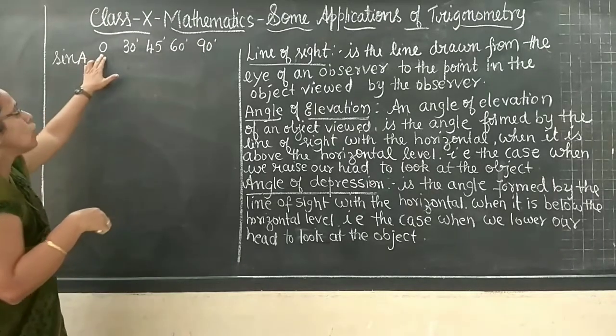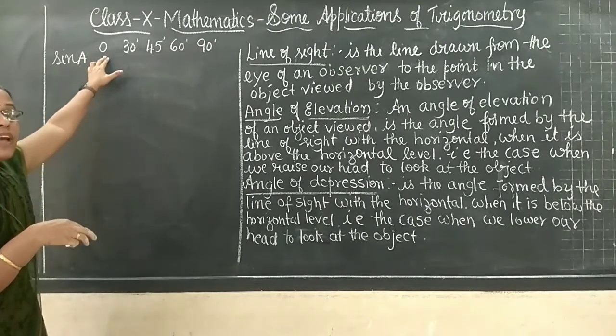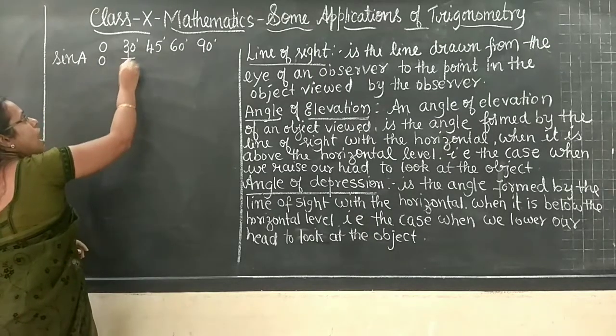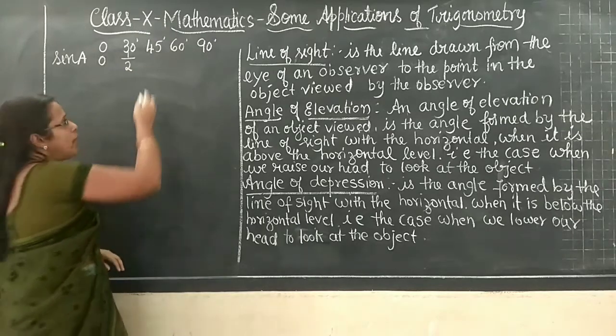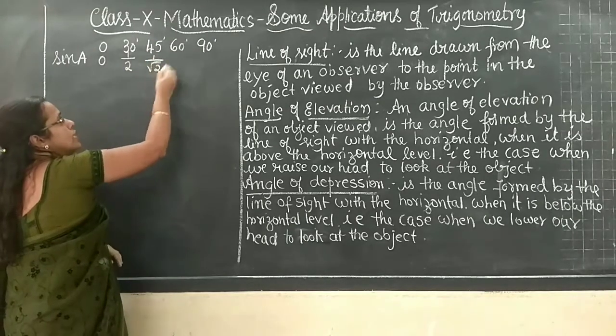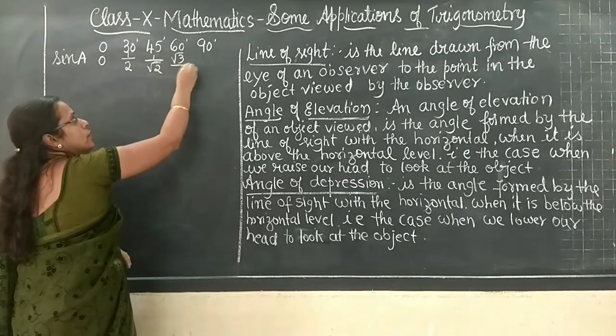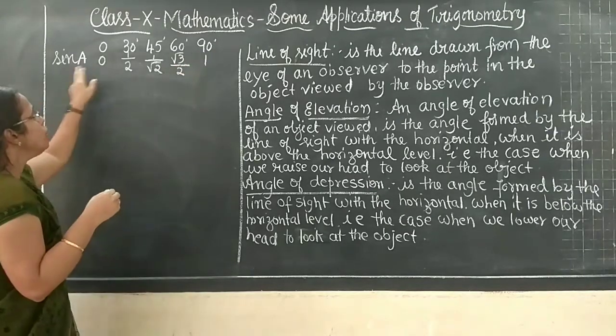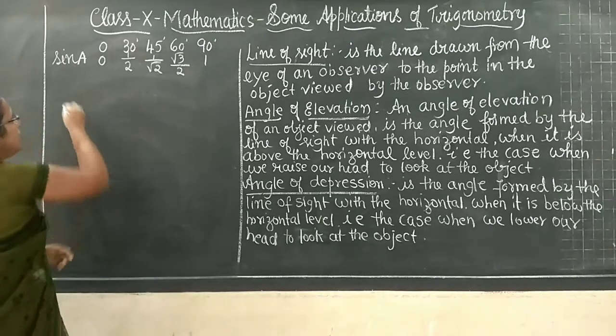Okay, sine 0. Sine 0 is how much, children? Sine 0 is 0. Sine 30 is half. Sine 45 is 1 by root 2. Sine 60 is root 3 by 2. Sine 90 is 1. If you know sine, you can write cos very easily.